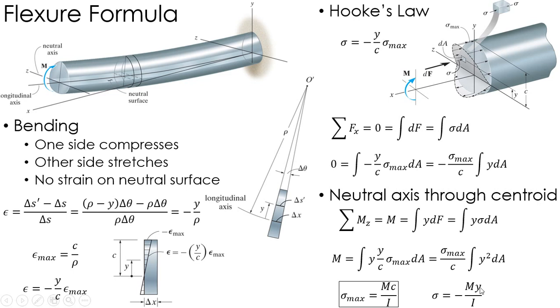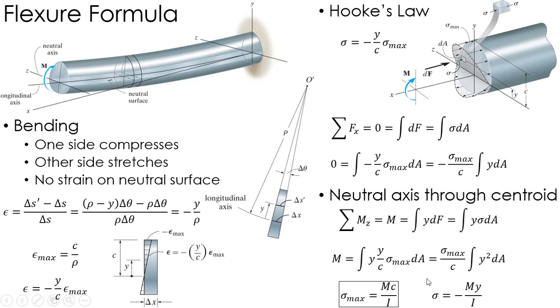Now, I could also do it for some arbitrary point y away. Okay, but again, generally, we're most interested in the maximum stress. Now, the other thing I want you to notice is this negative sign. It's not here. Again, what's more important, I believe, is to look at it and figure out, okay, where is the compression? Where is the tension? And again, by our sign convention, a positive stress is a tensile stress, and a negative stress is a compressive stress.